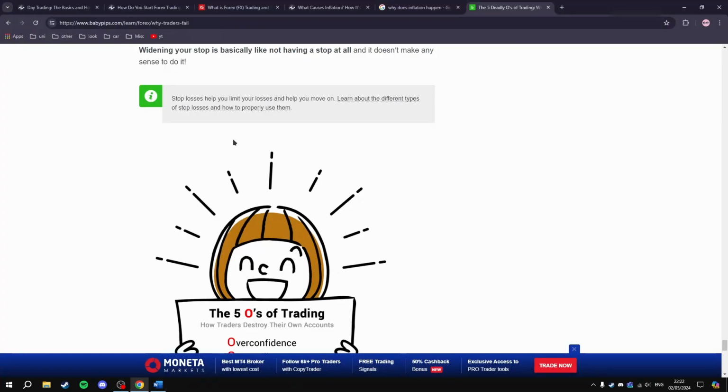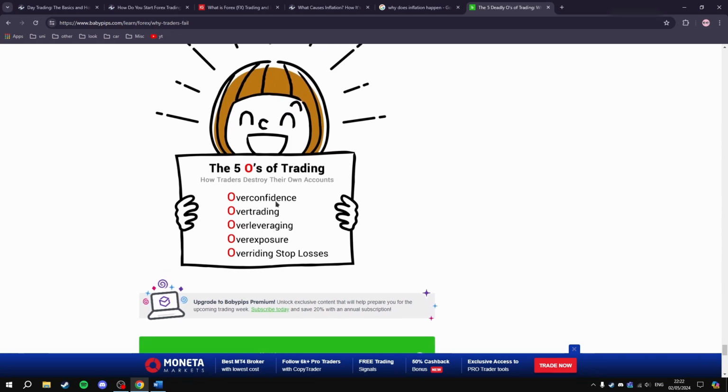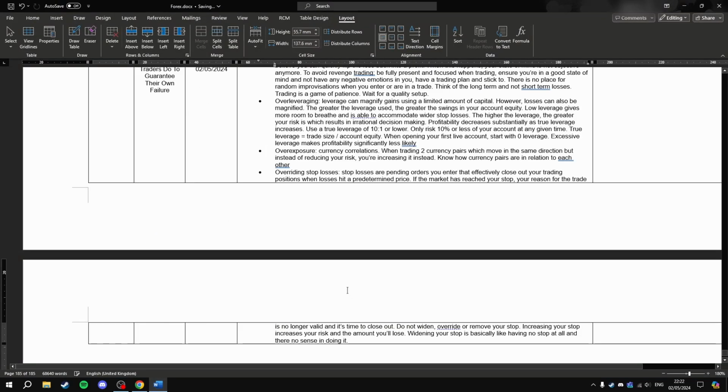Stop losses help you limit your losses and help you move on. Learn more about the different types of stop losses and how to properly use them. The 5 O's of trading: how traders destroy their own accounts: overconfidence, overtrading, overleveraging, overexposure, and overriding stop losses.